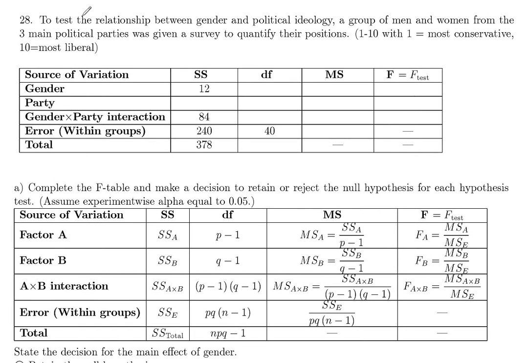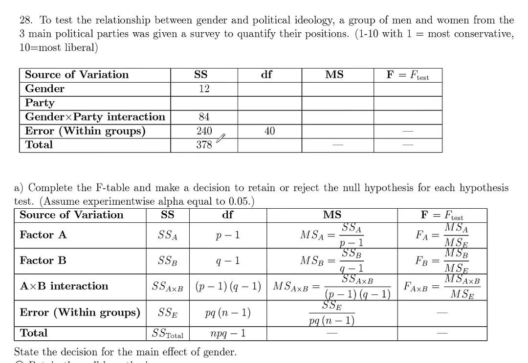We're looking at WebAssign Homework 6, problem number 28. So this is a similar example. We're looking at a two-way ANOVA, and it's for gender and political ideology or party. We took a group of men and women from the three main political parties, and we surveyed them on their positions on different issues, and they completed a Likert scale, with 1 being most conservative and 10 being most liberal. And then they gave us a partial F table here, and they want us to complete the F table and then make the decisions to retain or reject the null.